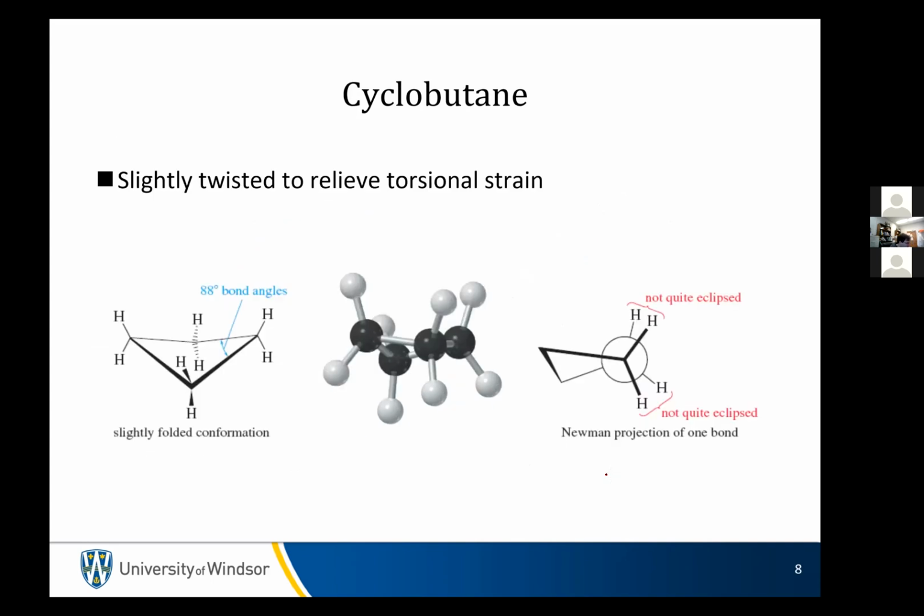Cyclobutane is slightly better, because as we were looking at it there, we were able to play with it and twist it. If you want to see that again, I like playing with models.